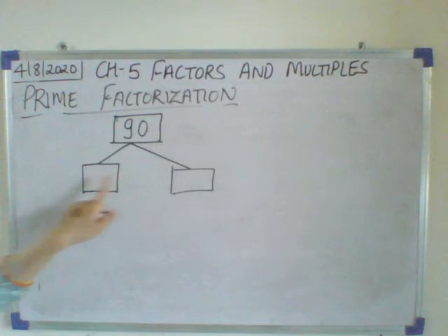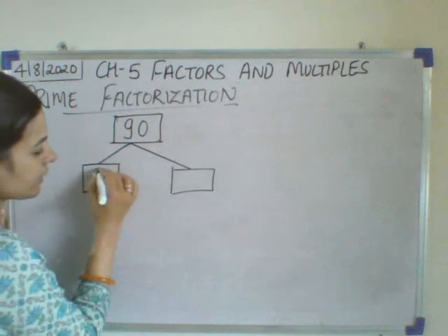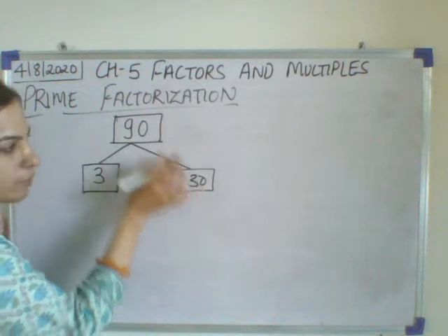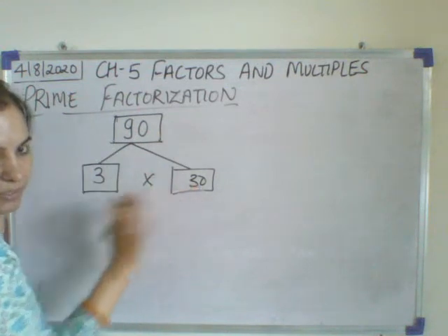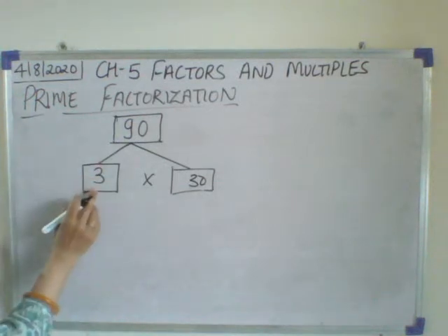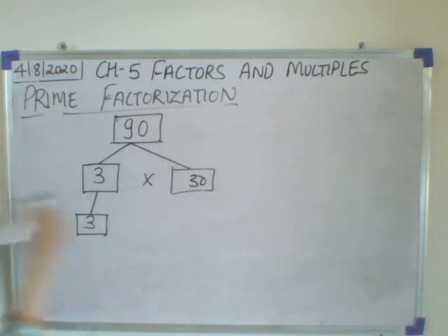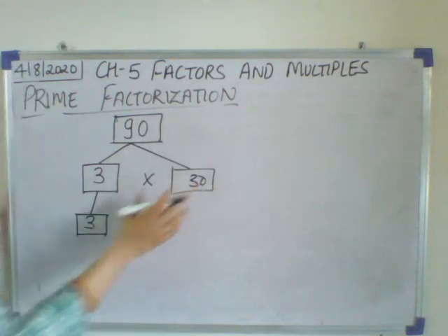You have to choose the two factors. Here I have written 90, so let us write 3 and 30. 3 multiplied by 30 is 90 itself. I have broken this number. Now you have to choose a pair of factors of each composite number and continue the branch for the prime factors. Like this 3; if you branch it further, only 3 will come. Now again this 30, you have to do its prime factorization.